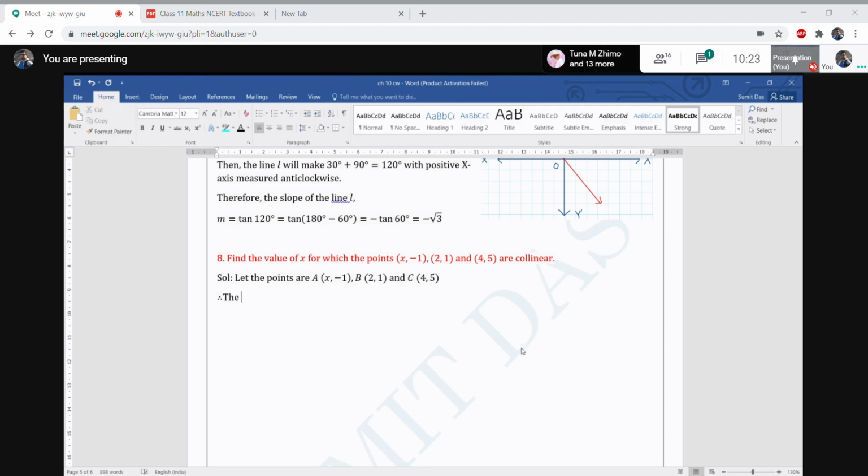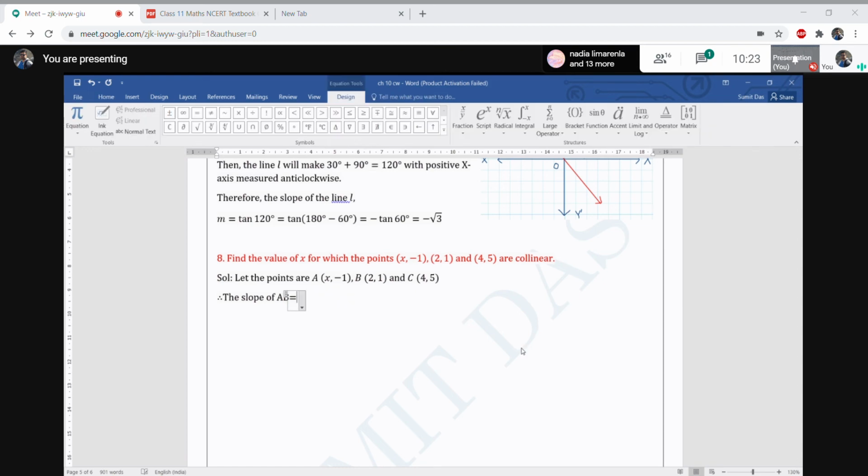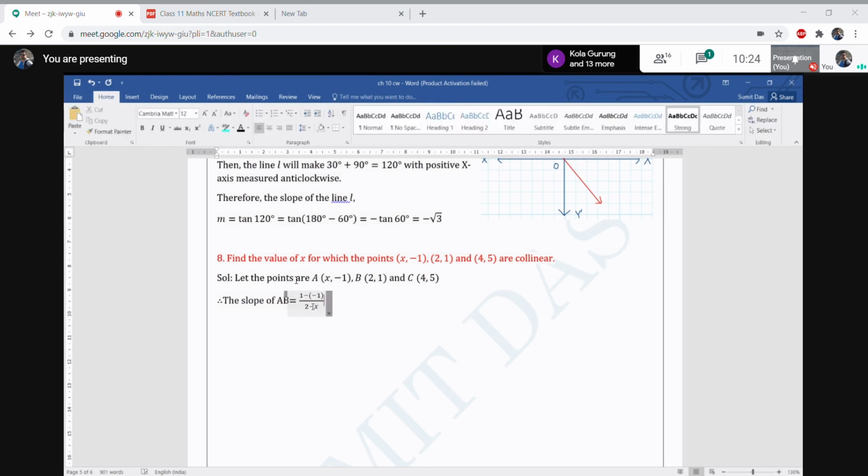Therefore the slope of AB is equal to, same formula, y2 minus y1 divided by x2 minus x1. So y2, what is the value of y2 here? 1 minus y1. What is y1? Minus 1. Careful about this one. Whenever a minus sign is there, use brackets, otherwise you may forget it. You may write 1 minus 1, but it's not 1 minus 1. It is 1 minus minus 1 divided by 2 minus x. If you simplify this, the denominator will be 2 minus x, the numerator will be 1 plus 1, 2.